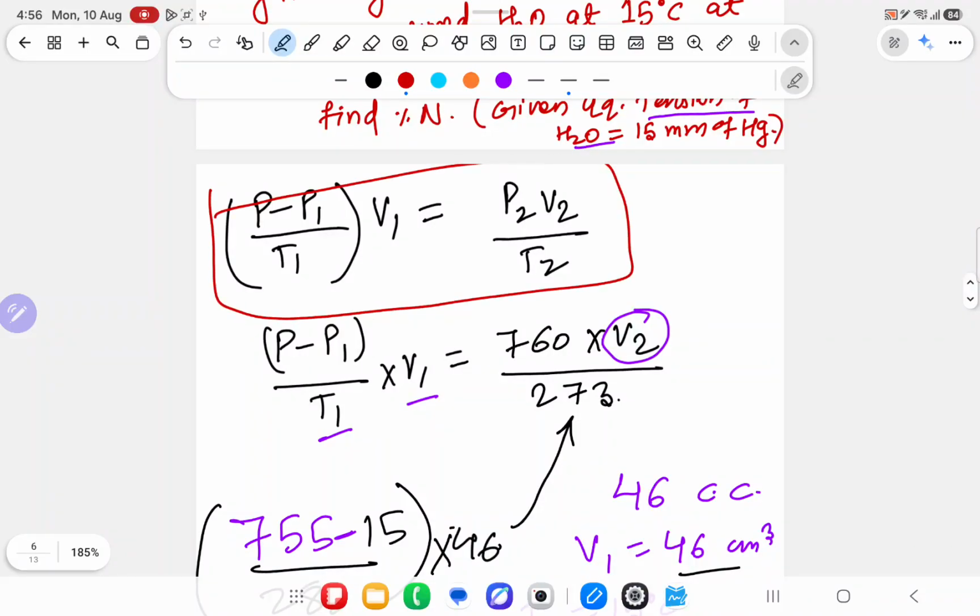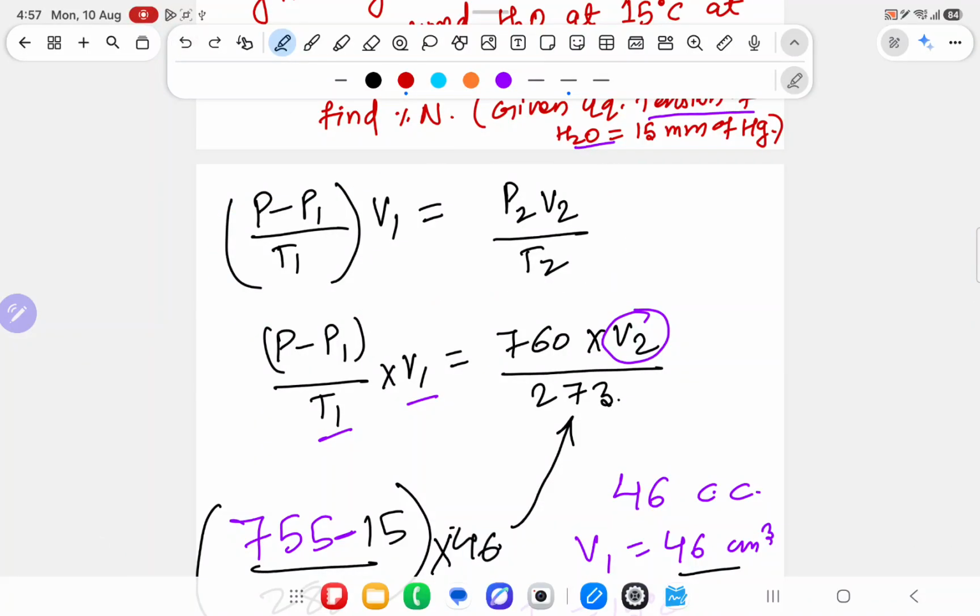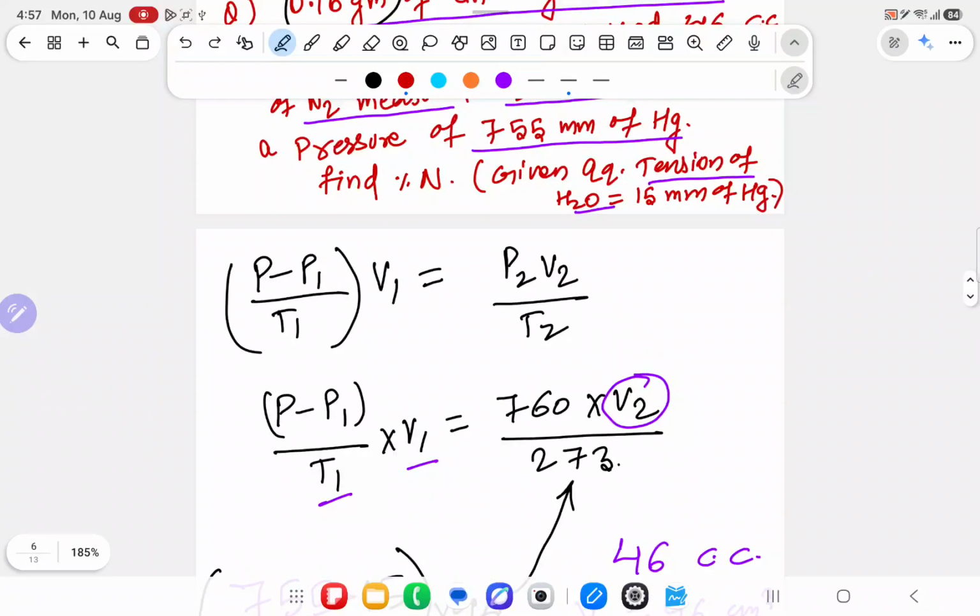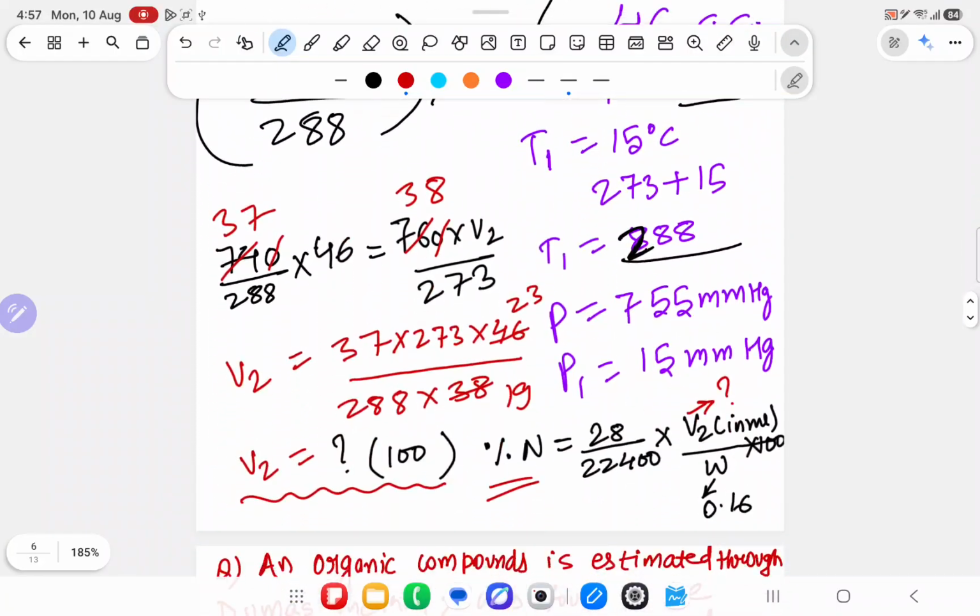In this formula, I am trying to find what P is. How will you know that P1 is aqueous tension? If any temperature is given, that must be T1, because T2 is fixed at 273. If any pressure is given, that must be either P or P1. P1 is aqueous tension, P will be the remaining pressure. P2 is already given. If any volume is given, that is V1. I have put all these values and tried to find the value of V2. This much calculation will come.